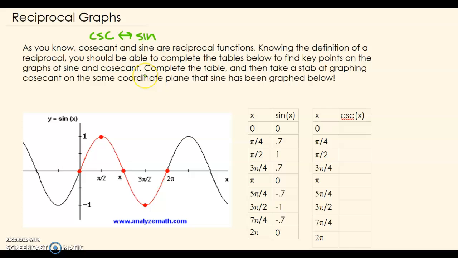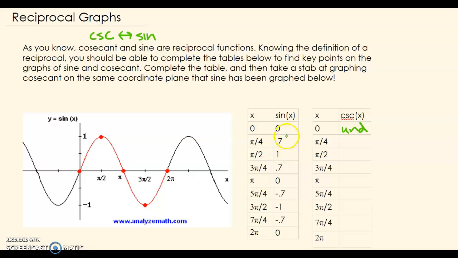All right, so basically what this paragraph is saying is that sine and cosecant are reciprocal functions. We know how to graph sine, and so let's see if we can plot some points in this table here for cosecant and then graph it and see what the graph looks like. Okay, we'll start with 0. Again, if we're trying to find the cosecant of this value, we need to take 1 over sine. 1 over sine, which is 0, that's going to be undefined. So already off to a great start here trying to graph this reciprocal cosecant.